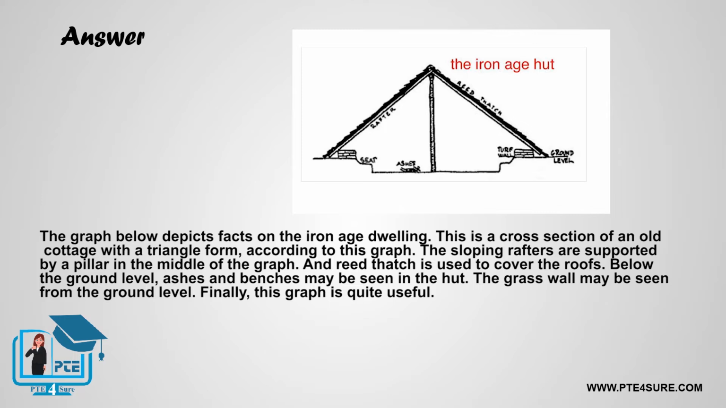The graph below depicts facts on the Iron Age dwelling. This is a cross-section of an old cottage with a triangle form. According to this graph, the sloping rafters are supported by a pillar in the middle of the graph, and reed thatch is used to cover the roofs. Below the ground level, ashes and benches may be seen in the hut. The grass wall may be seen from the ground level. Finally, this graph is quite useful.